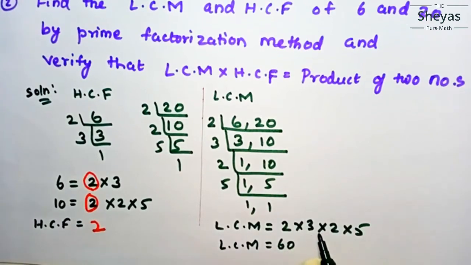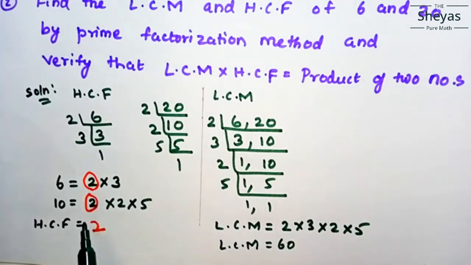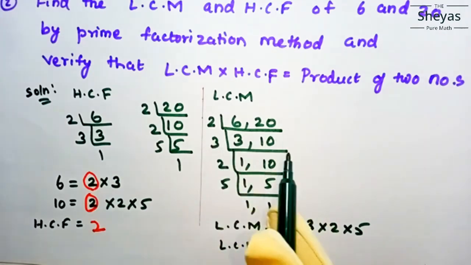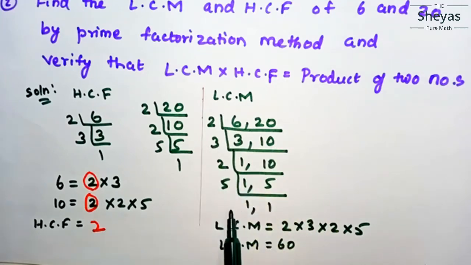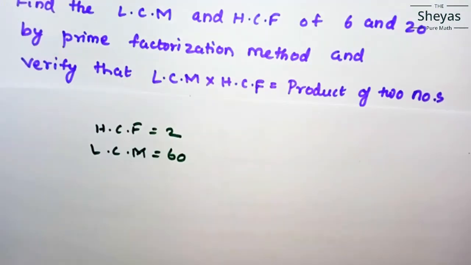So what is the LCM? 2 into 3 into 2 into 5. So these are the prime factors obtained. So when you multiply this, what will you get? Because you are going to find the least common multiple. In HCF, you are going to find the highest common factor, and here it's a multiple, least common multiple. So these are the common factors you have taken. Okay, so 2 into 3 into 2 into 5. So LCM is equal to 60. Now you got the values HCF 2 and LCM 60.